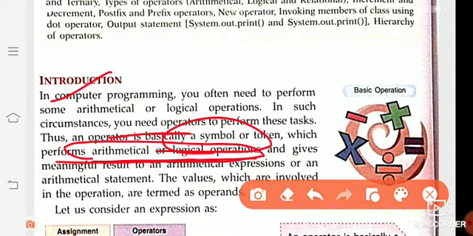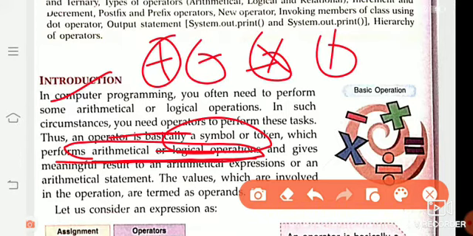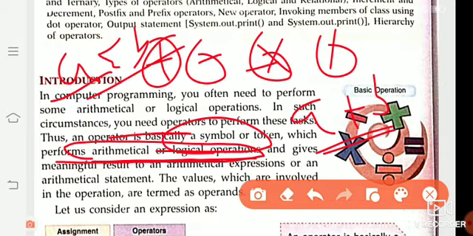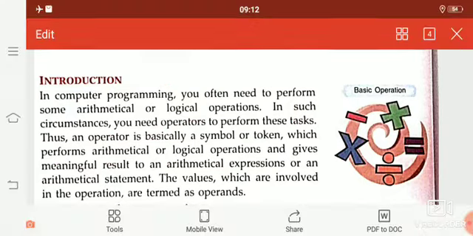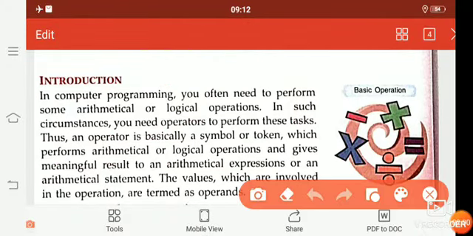तो ऑपरेटर क्या है? Like a symbol, like plus, minus, into, division. So an operator is a symbol to perform arithmetical and logical operation, like a plus b. This is an arithmetical expression. Logical operation: a and b. So this is an operator. An operator is a symbol or a token which performs arithmetical and logical operation and gives a meaningful result to an arithmetical expression or an arithmetical statement.